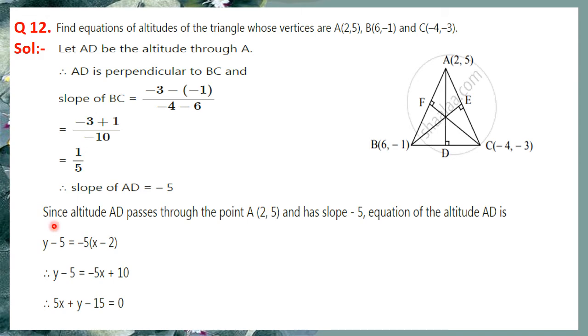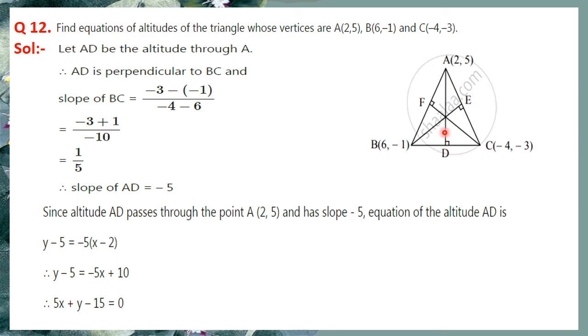Question number 12. Find equations of altitudes of the triangle whose vertices are A (2, 5), B (6, minus 1) and C (minus 4, minus 3). Now, look at the diagram. We have triangle ABC and its vertices, and AD is the altitude to the side BC, CF is the altitude to the side AB, and BE is the altitude to the side AC. First we will find the equation of the altitude AD.